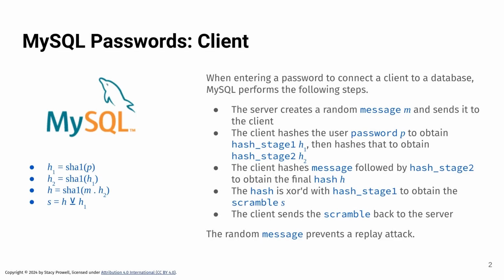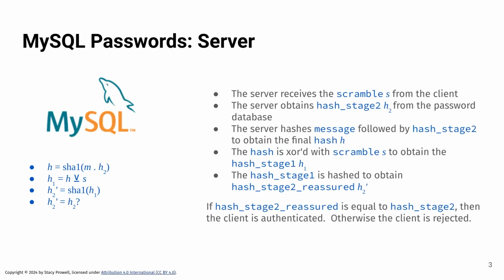So let's think about this. I hash the password. I hash the result of that a second time. I then combine that with the random bytes that I got from the server, which yields a new hash. I then combine that with H1, and I send the result back over. What's the purpose of that message? That message is random, and it prevents a replay attack. It prevents someone who's watching from being able to do pass the hash. Basically, record what's being sent and then use that as a proxy for the password later on. So it prevents replay attacks.